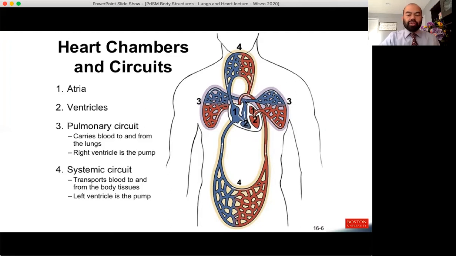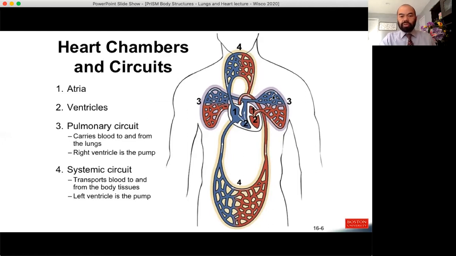Blood branches to the right and left pulmonary arteries, goes to the lungs, and then it returns via the pulmonary veins. And the pulmonary veins, there are 4 of them, two from each lung, will enter into the left atrium, which is located here. And then from the left atrium, blood flows into the left ventricle, then out the aorta.